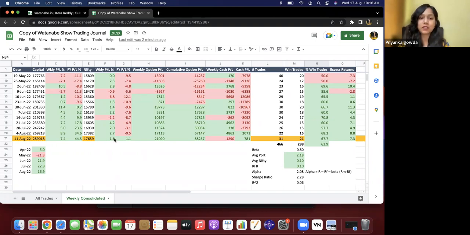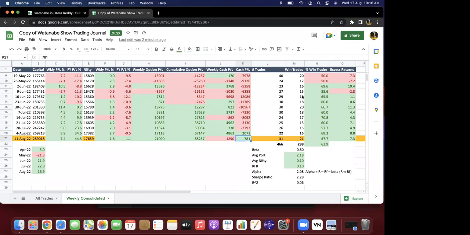So Nifty was up 1.6% while we were up 7.4%. The number of trades that we'd taken last week were 31 and our winning trades were 21, and our win rate hits at 67.7%. So like last week I mentioned we made 7.4%. So our weekly profit is 21,090. This is before charges.